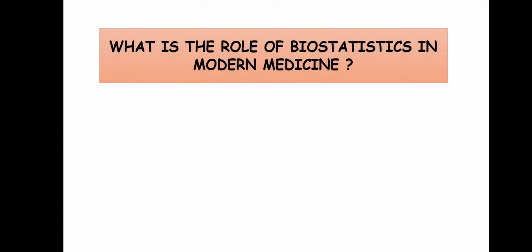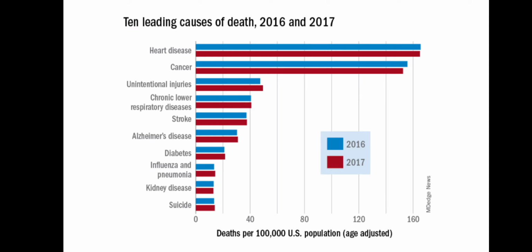Next thing is, what is the role of biostatistics in modern medicine? Now this is the main topic of discussion. Now see, most people have heard the statistic that heart disease is the leading cause of death in America. But how do we know this fact to be true? Where did this information come from?